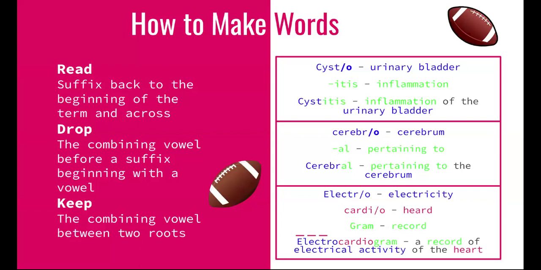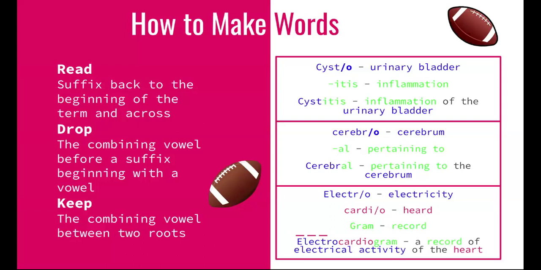As you can see here, with cysto, the o, the vowel, is not included in the full word. Instead, it's taken out. Another example is cerebral, which is made of cerebr and al. As you can see, cerebr is cerebrum and al is pertaining to. Together these make pertaining to the cerebrum.